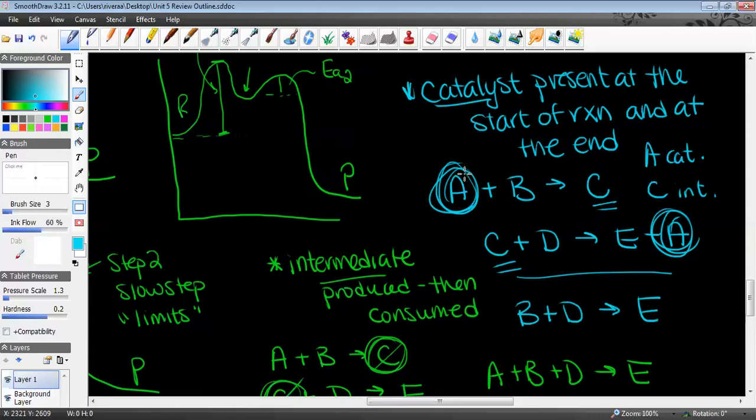Okay, so be able to identify in these mechanisms whether something is a catalyst, present at the beginning, present at the end, or whether it's an intermediate, produced and then consumed.